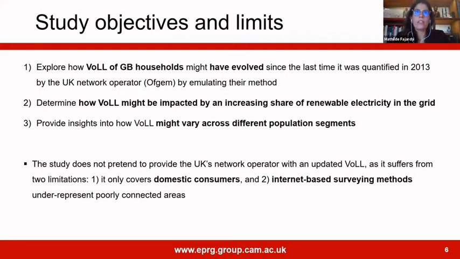And so with this literature context in mind, the aim of this study is first to examine the extent to which the VOL of Great Britain households has evolved since 2013 by emulating the same method used by the UK energy regulator back then. We also aim at determining if VOL might be impacted by an increasing share of renewable in the grid. Are people willing to pay less to avoid interruptions if the grid is cleaner? And we also wish to provide insights into how VOL might vary across different population segments in the UK.